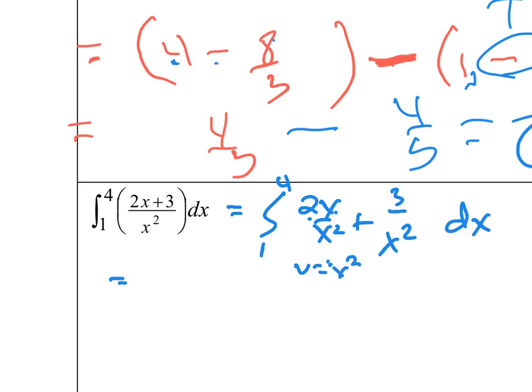U equals x squared. Du equals 2x dx. There it is. There's my 2x dx. So that 2 gets absorbed by the integral monster. You don't really have it. So that is the natural log of x squared.